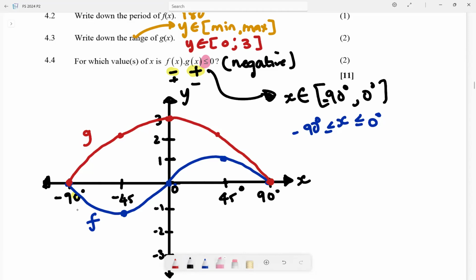Okay, let's look at another interval, other possible solutions. Where f of x is positive, it's here. Where is g of x negative? There's no way where g of x is negative, right? So it will just end there. So the only one that is correct is the above one. It means the correct answer is only this part. Okay, I want to believe you are following.